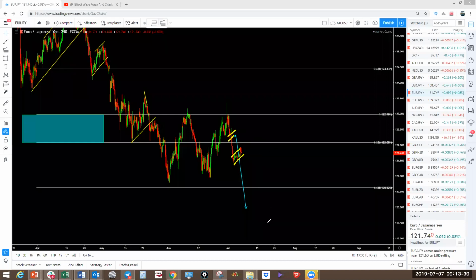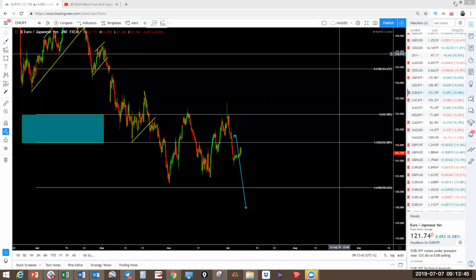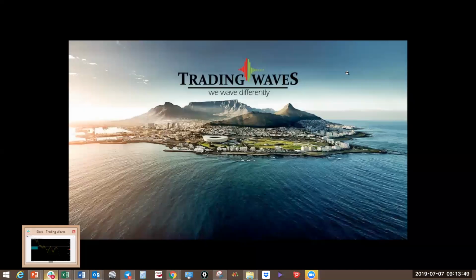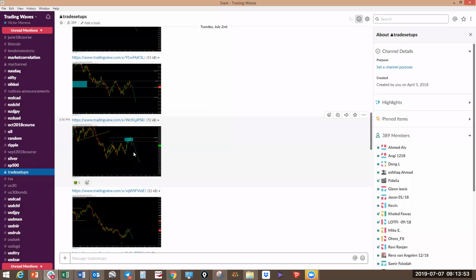Still has not reached the targets. Most of the setups that I'm showing you here have not reached the targets yet. We're still riding them. Right. So that is a Euro yen. Let's look at more. There was Euro yen there, and the one that I like the most is CHFJPY.